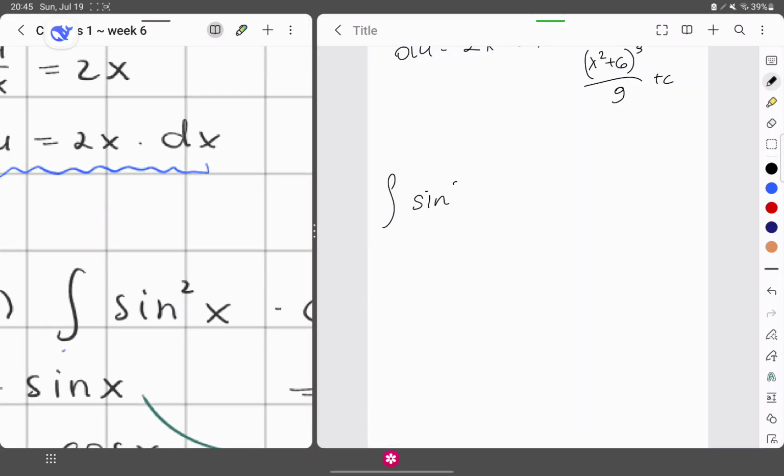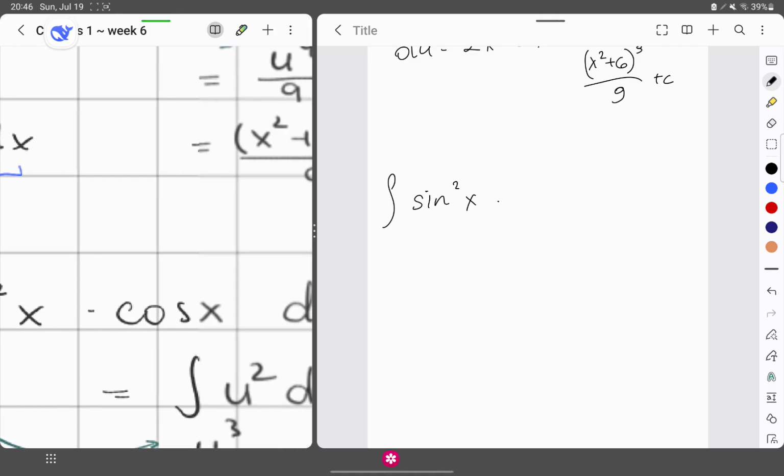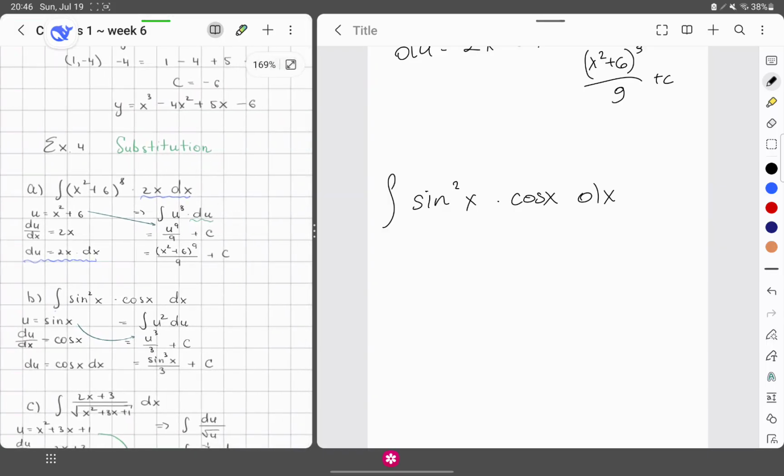Integral of sine square x times cosine x dx. Okay, let me think about it. So derivative of sine square. Okay, derivative of cosine will be what? Just think about not square, but sine, the integral will be cosine. Okay, cosine square x. What about cosine, negative sine? I don't know how to do this one actually.